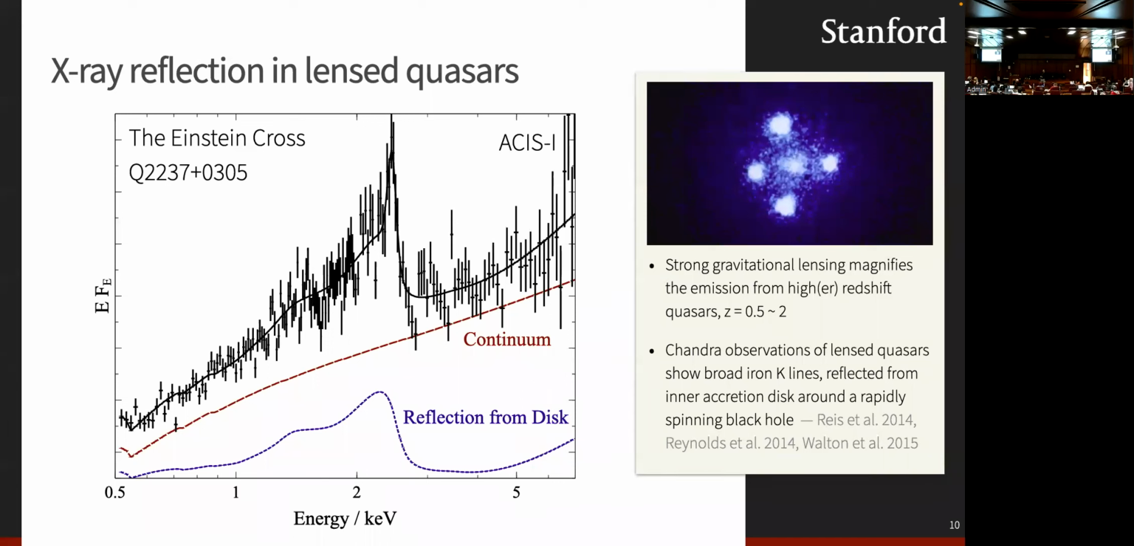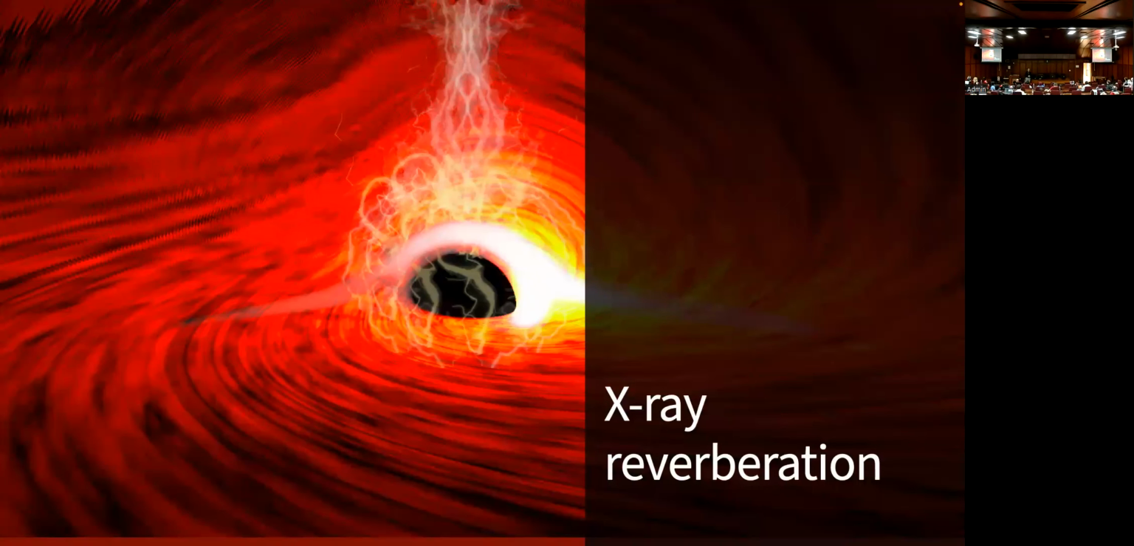So we can measure the iron K line, and we can measure the spin of the black hole. And we can do this with quasars now all the way out to about redshift 2. There are some papers by Rubens Reis, Mark Reynolds, and Dom Walton that showed that even these higher redshift quasars, in addition to the nearby Seyfert galaxies, also have very rapidly spinning black holes. So now we can look back in time in our universe and measure black hole spins. So that's what we can do with X-ray reflection.